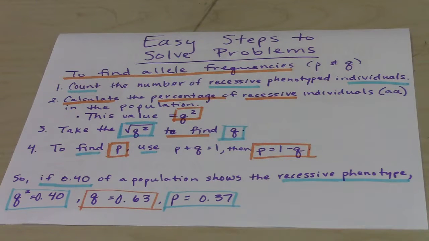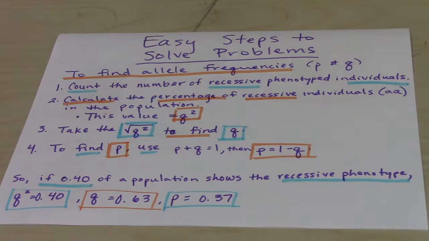Great. And so now we need to find Q. That's really easy because all you have to do is take the square root of Q squared to get Q, the allele frequency of the recessive allele. Then to find P, the allele frequency of the dominant allele, you just use the simple equation P plus Q equals 1. Then rearrange it to where P equals 1 minus Q, the value that you just found. And so now you have both P and Q.